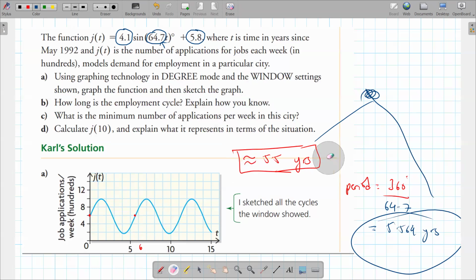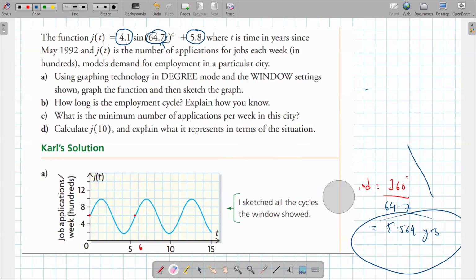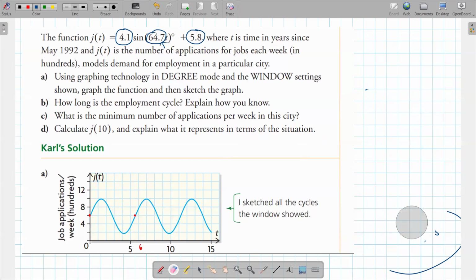What is the minimum number of applications per week in the city? It's asking us for the minimum value. How can we find the minimum? Let's try and be precise. You're going to use the definition of the C and the A value. Again, it's easier than you think. The minimum looks like it's 1.9 or 2-ish, right? But we can be more precise.